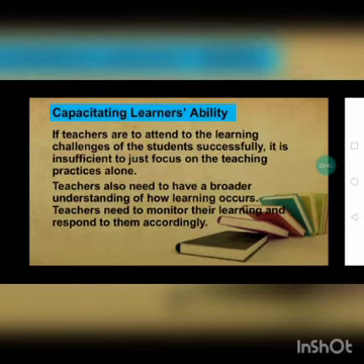Next is capacitating learners' ability. If teachers are to attend to the learning challenges of the students successfully, it is insufficient to just focus on the teaching practices alone. So, dili pwede nga kung unsa lang gyud inaandan sa isa ka teacher, maura jud to siya iyang buhaton. So, because there might be mga kanang techniques sa isa ka teacher nga dili mo work ani nga estudyante. So, dapat jud dili lang siya diha mo stick nga mga strategies.